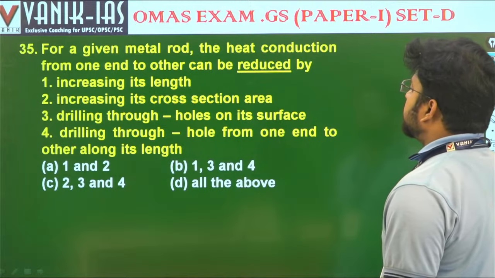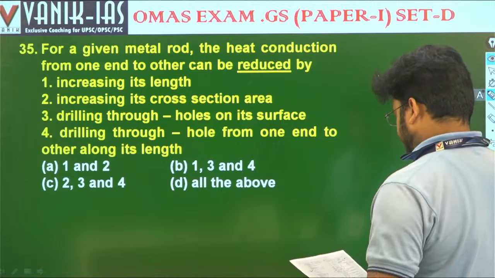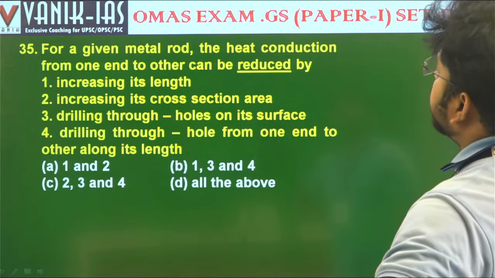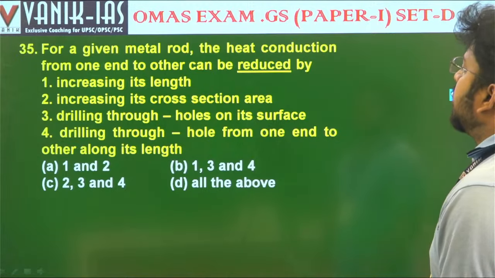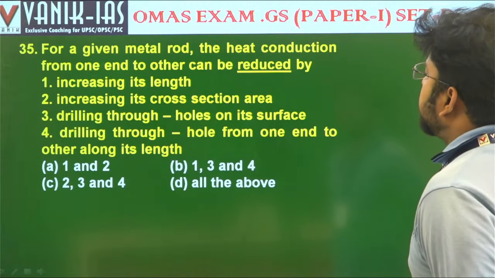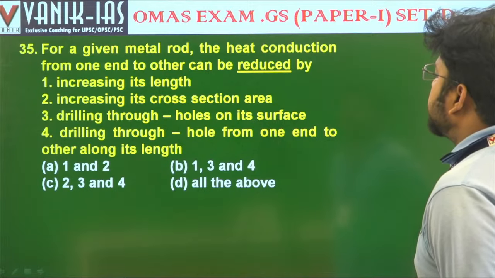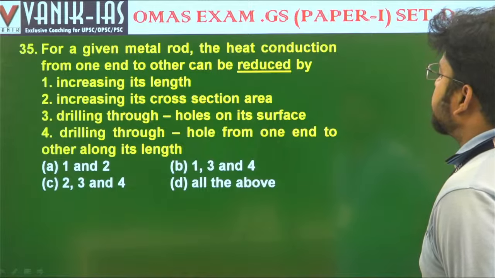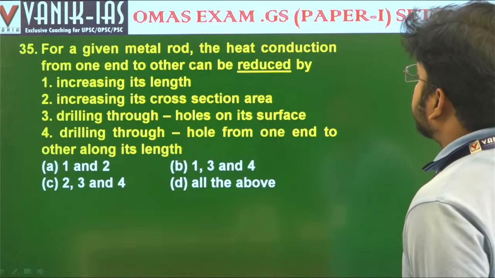If you increase the length, heat conduction in a given metal rod, which means the transfer of heat, can be reduced by increasing its length. Increase the cross section area, drilling through holes on its surface, drilling through from one end to another end along its length.